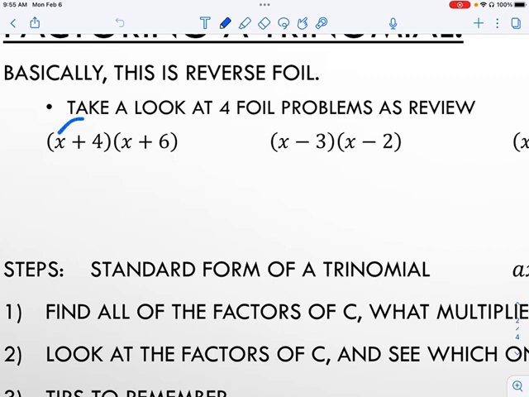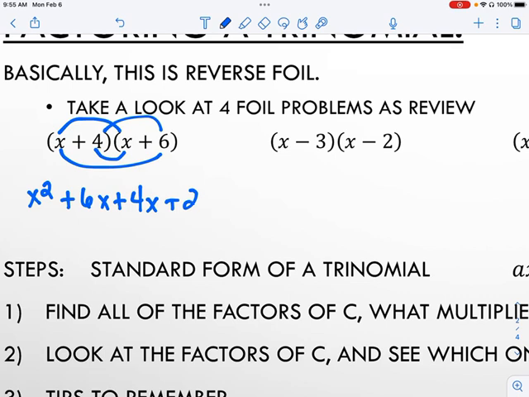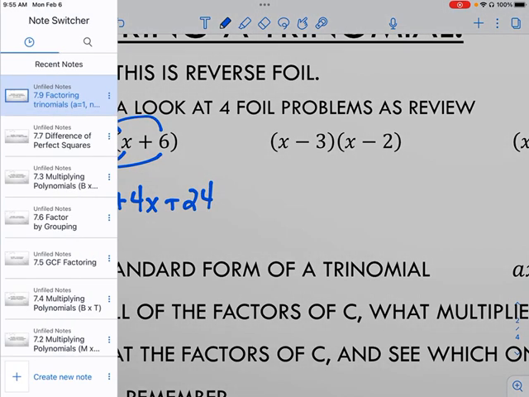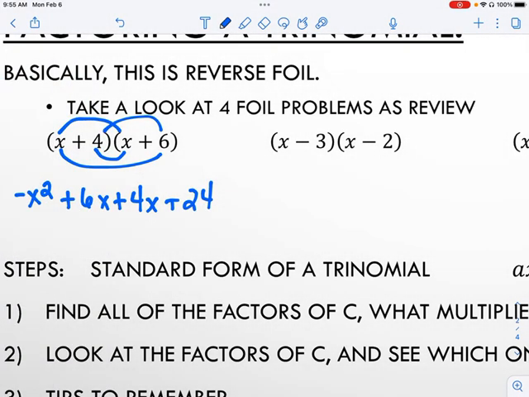So remember FOIL, we multiply first times first, we multiply the outside, we multiply the inside, and then we multiply the last. Then what we do is we take and we combine our like terms in the middle, and we bring down the 24 as well.